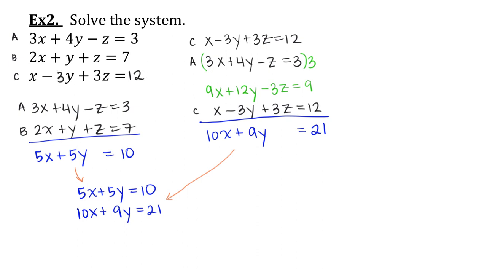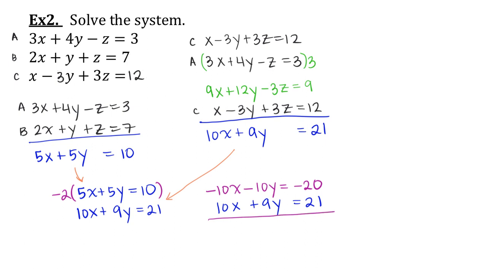What do I want to do? It looks like elimination. What's the easiest way? Let's times the top one by negative 2. Okay, so what's that going to be? That's going to be negative 10x, negative 10y, negative 20. Second equation stays the same. Okay, now let's try to solve this. Okay, the x's cancel. What do I get? Negative 1y equals 1 divided by negative 1. I get y equals negative 1.